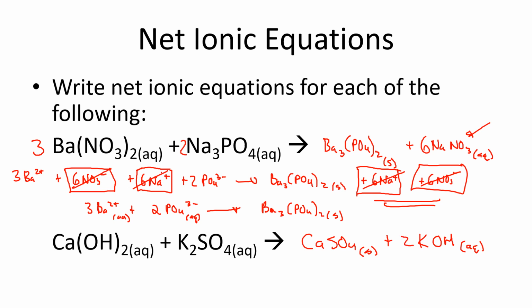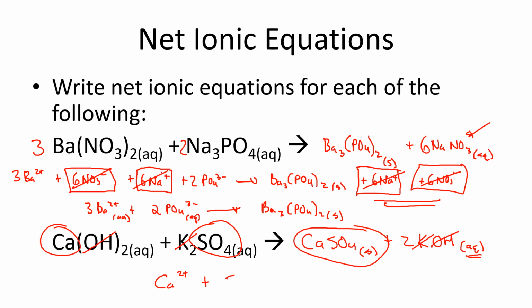There we go. And so since our aqueous ions on the other side are the potassium and the hydroxide, we know that those are our spectators. So we can just sort of slash them right out of the equation right here, take away the potassium, take away the hydroxide, and then we could rewrite our net ionic equation with just what's left to make this reaction. So calcium 2 plus, sulfate 2 minus makes calcium sulfate, like so.